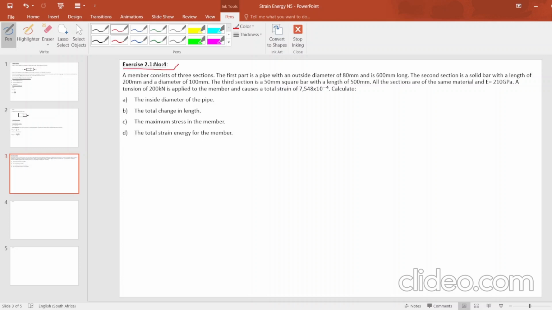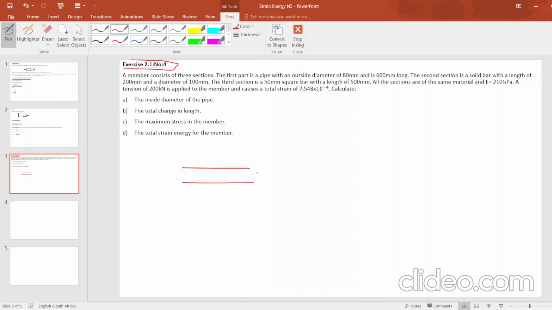Okay, I'm looking at this right now. We are given a member that consists of 3 sections. The first part is a pipe with an outside diameter of 80 mil, and its length is 600 mil. The second section is a solid bar with a length of 200 and a diameter of 100. The third section is a 50 mil square bar with a length of, now let us project that which it is given.